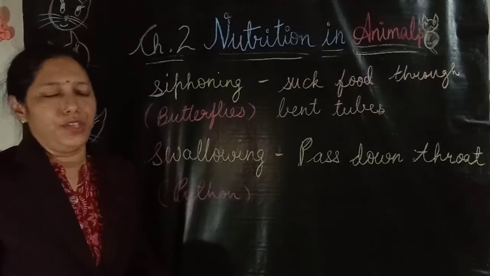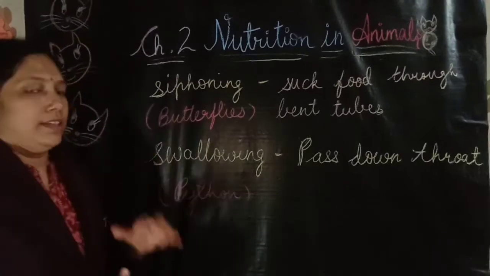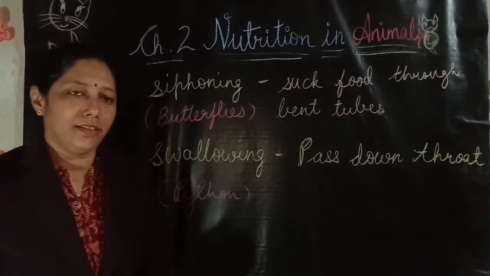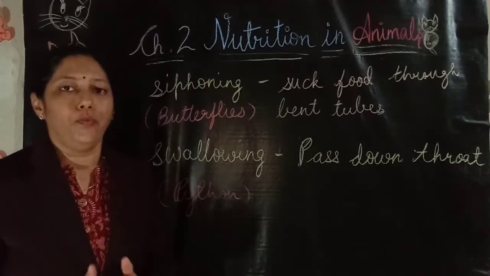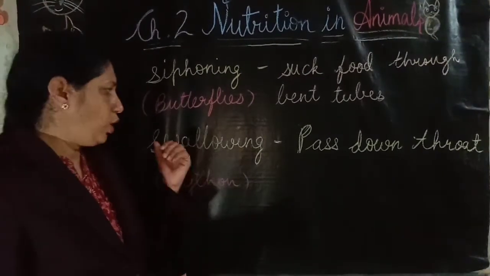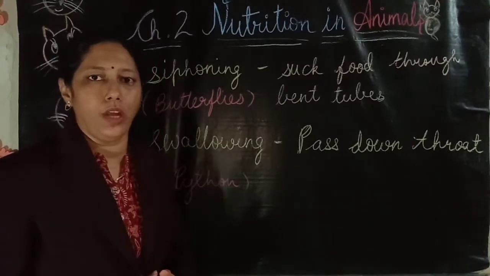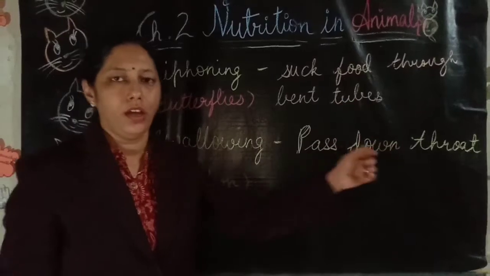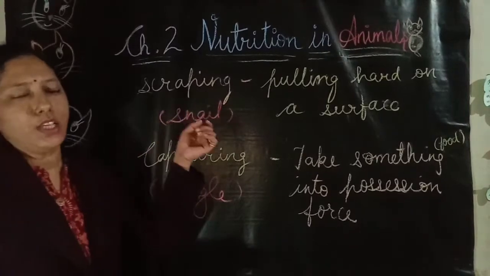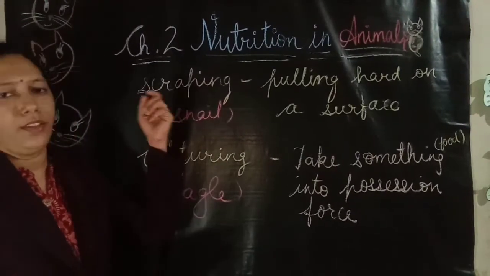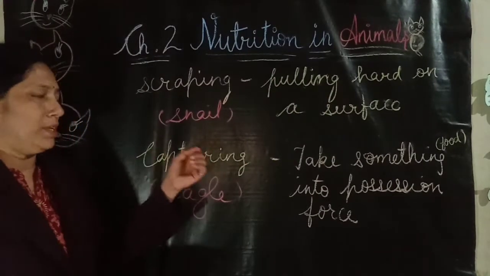Third is siphoning. In this mode of nutrition, animals suck food through bent tubes, for example, butterflies. They have coil-like mouth parts called proboscis. The proboscis unwinds into a straight tube when they feed. Fourth is swallowing. In this mode of nutrition, animals engulf the food and pass it down through the throat, for example, python. Fifth is scraping. In this mode of nutrition, animals obtain their food by pulling hard on the surface to which the food is attached, for example, snail.